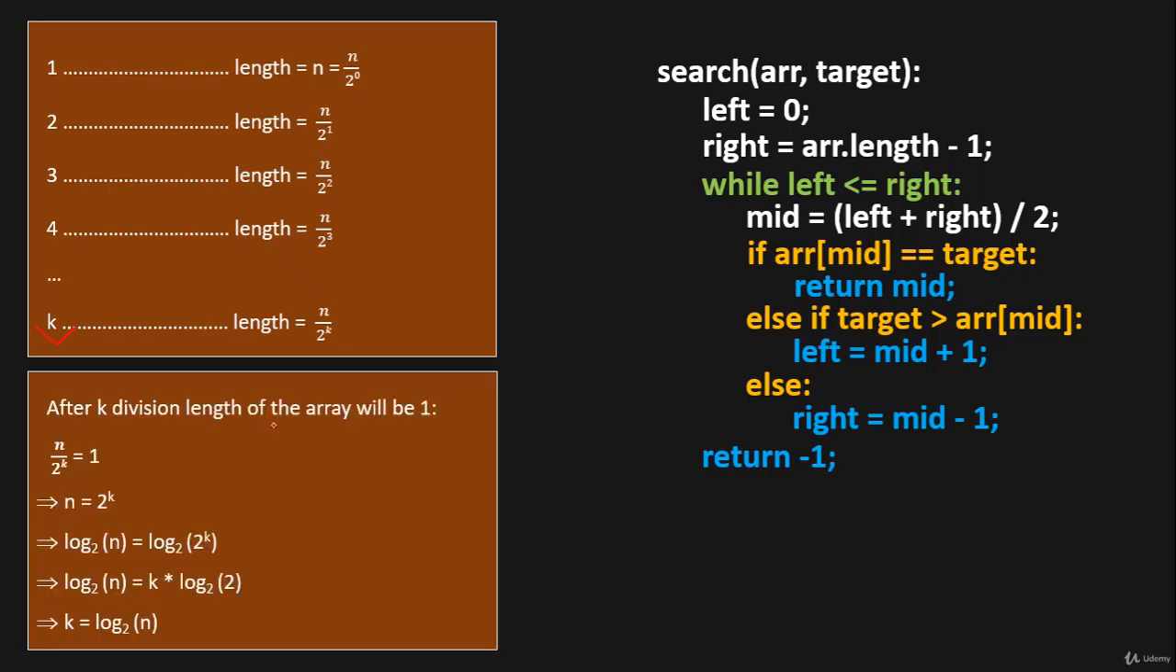After k divisions, the length of the array will be 1. In that case, the left pointer, right pointer and middle pointer will point to the same element. Then the length of the array for the kth iteration will be 1. Then if we do this math, we will get the time complexity big O of log 2n. Alright guys, so the solution will take big O of log 2n time complexity and constant space complexity.